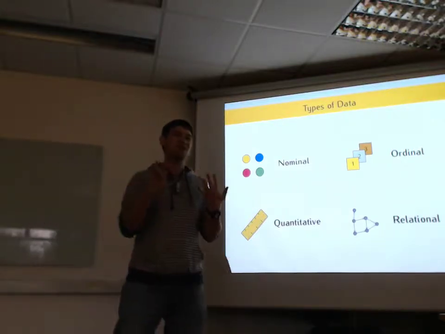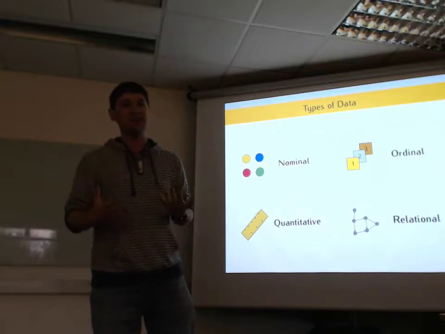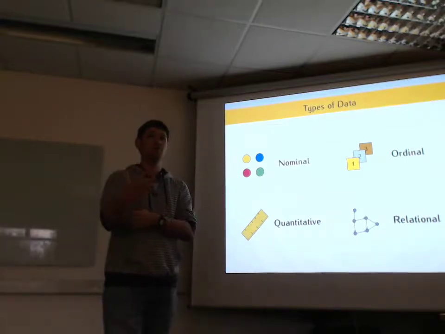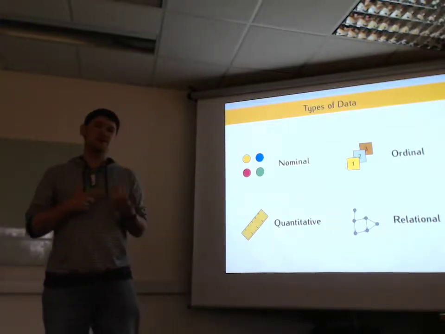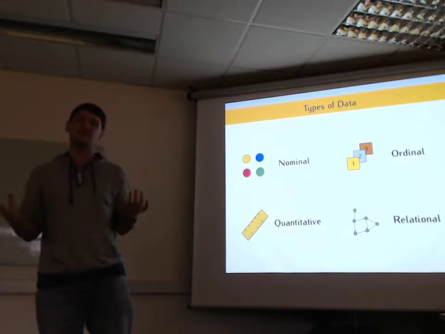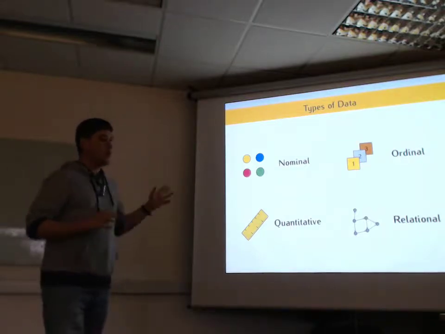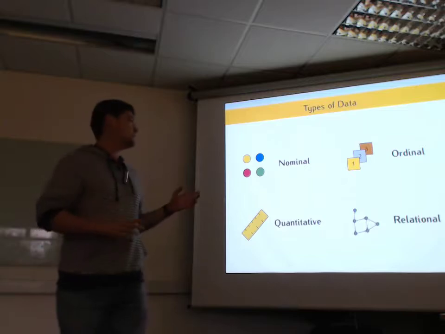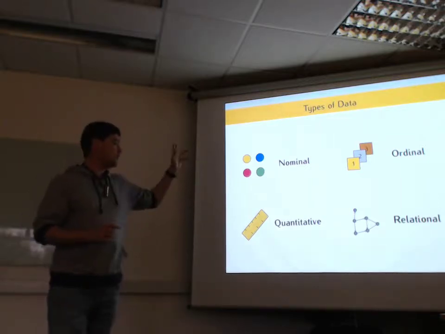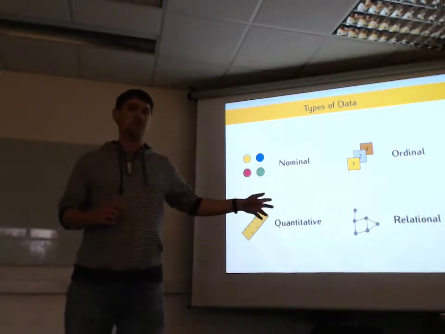Right, so before we can talk about planning a data visualization and how we go about doing that in Python, we need to understand data and different types of data. There are four main types of data. There's more types, but there's four main types. There's nominal, ordinal, quantitative, and relational data.